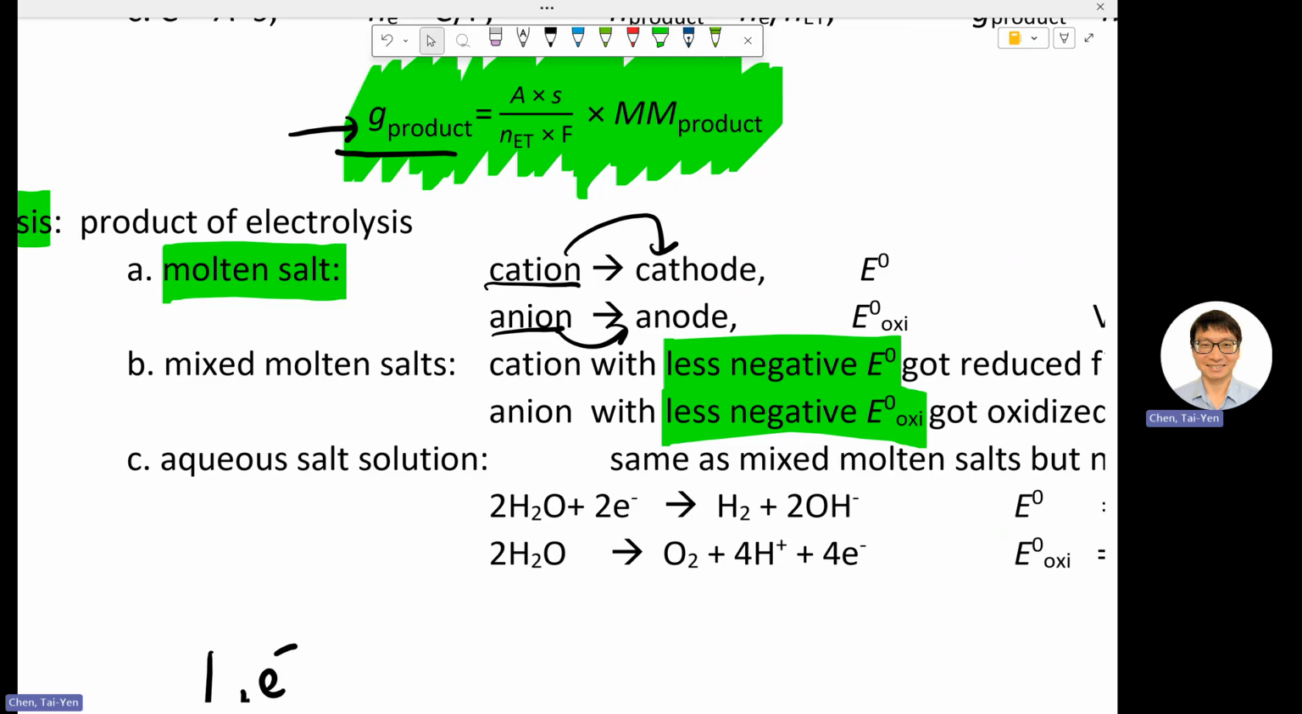Okay, so if you do that, under the electrolysis condition, you're going to see the cations reduced to form on your cathode, and the oxides form on your anode. Okay, so that's actually the simplest case.